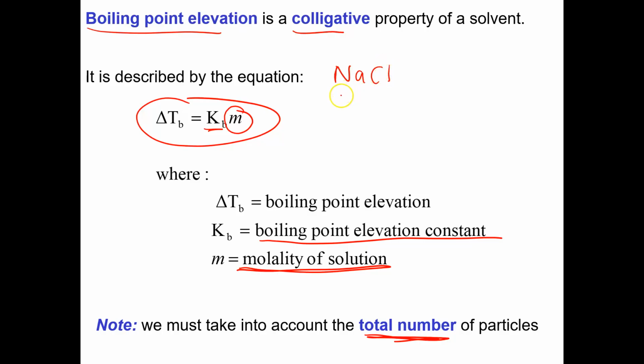So say we have sodium chloride at a concentration of 1 mole per kilogram. We need to be mindful that when sodium chloride is dissolved in water, it forms 2 particles. So that means we actually have a molality of total particles of 2 moles per kilogram. So you need to be a little bit careful there when we have ionic solutes.